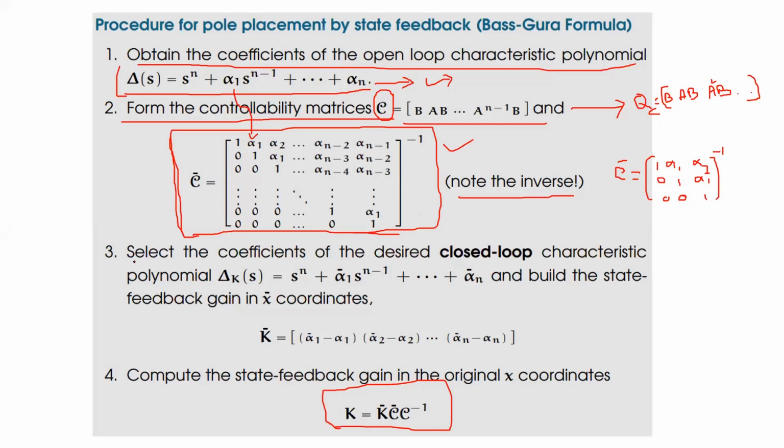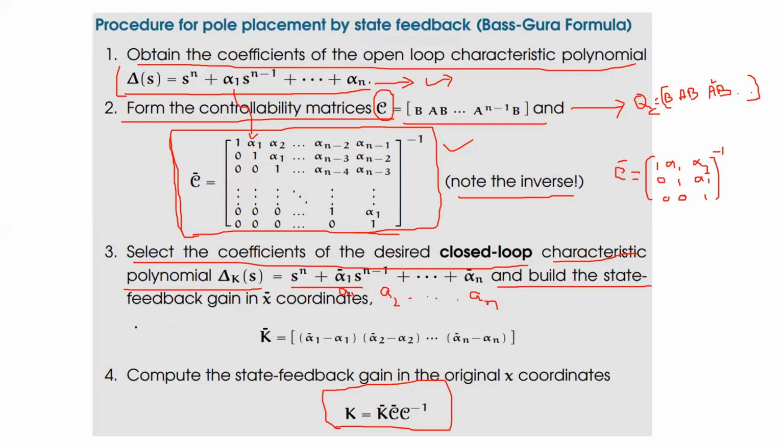Next, select the coefficients of the desired closed loop characteristic polynomial delta k of s, that is s power n plus alpha 1 bar. If alpha 1, alpha 2 is confusing, let this be a1 or a2, whatever it is. I'm going to take this as a1. Let us assume that it is s power n plus a1 into s power n minus 1 plus a2 into s power n minus 2 plus, and so on like this, up to a sub n.